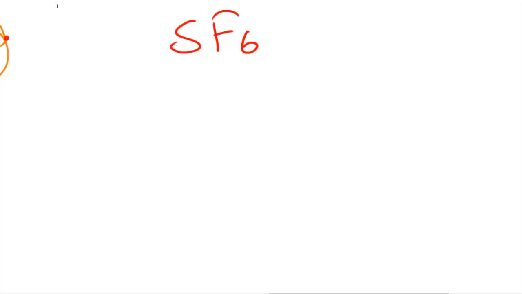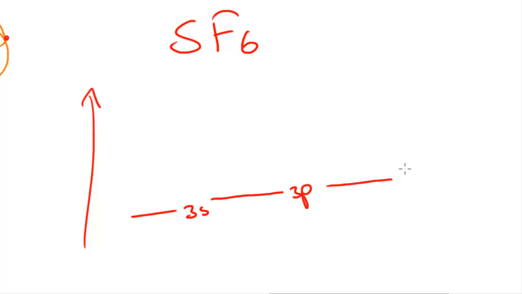So now if we take a look at SF6, a very, very similar thing happens. So we have the energy levels. We have the 1s. I won't draw the 1s stuff because it doesn't take part in the bonding. The only part that takes part in SF6 bonding is the electrons in the third energy level, the one with the third principal quantum number. So we have the 3s orbital, the 3p orbital, and the 3d orbital.